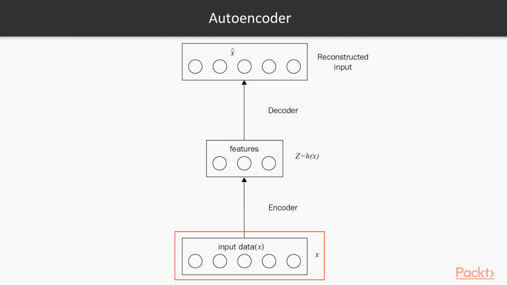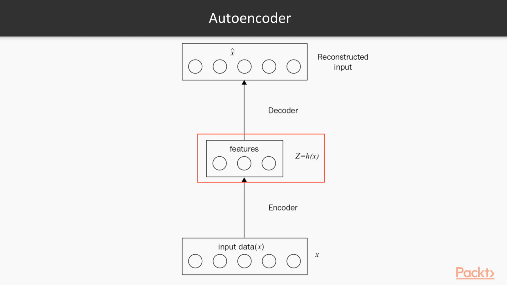In the figure, the input data of X is passed through an encoder that produces a compressed representation of the input data. Mathematically, in the equation z equal to h of x, z is a feature vector and is usually a smaller dimension than x.